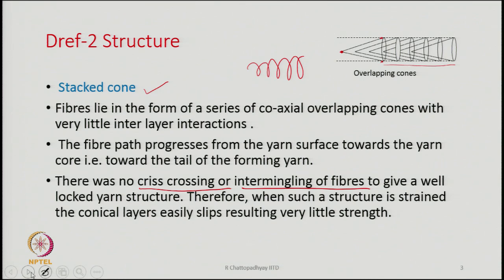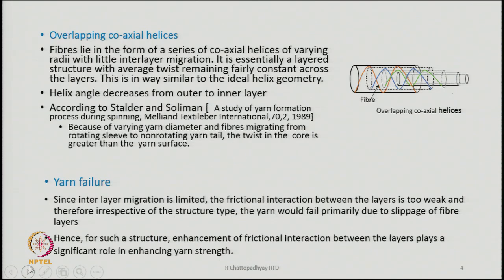The other proposal is something like this, that it is basically in the form of coaxial helices of varying radii with little interlayer migration. By studying the fiber configuration in the yarns using tracer fiber techniques, it has also been found, from the way the twist varies, that it can have a structure something like this.